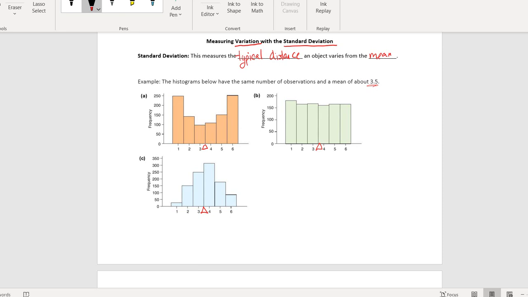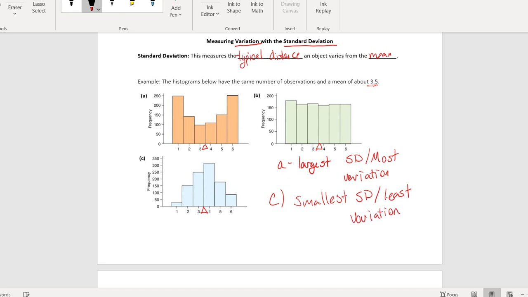And for B, it looks pretty uniform. So what I would say is that A has the largest standard deviation, aka the most variation, while C has the smallest standard deviation, or the least variation.